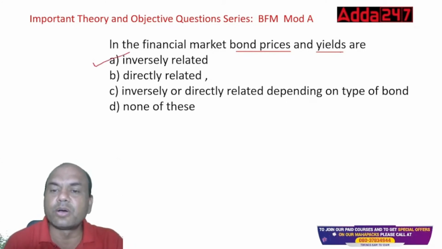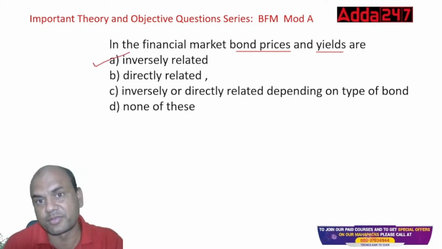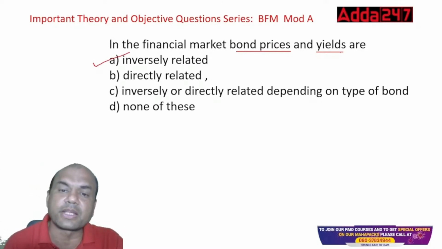If the yields go up, what is yield? Yield means asking rate. If the asking rate of any bond goes up, the price of that bond will go down.